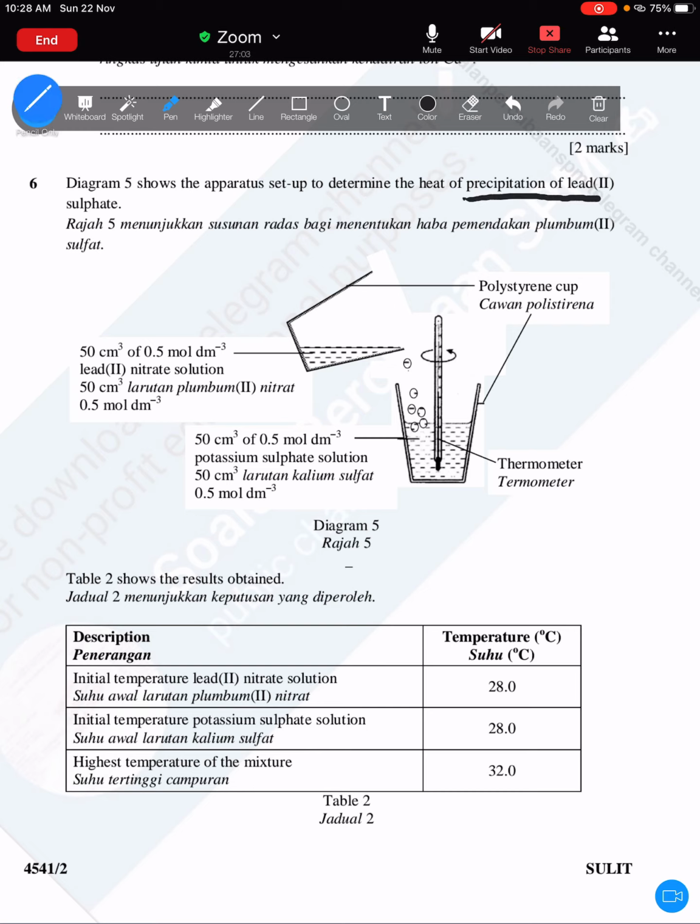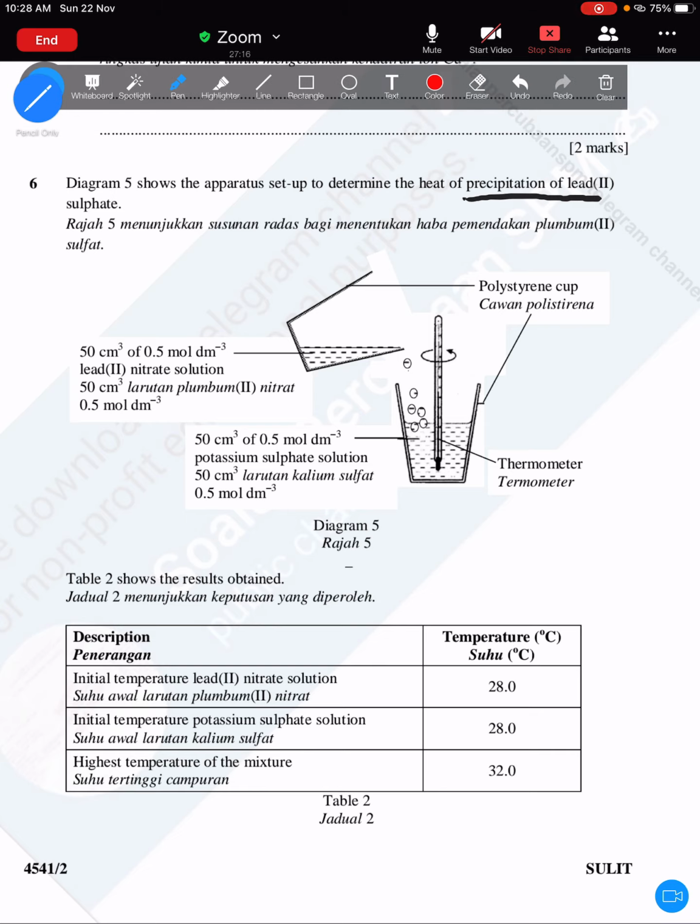Heat of precipitation, in other words, is a double decomposition reaction to produce an insoluble salt. So sometimes heat of precipitation is also called a double decomposition, to produce an insoluble salt. Okay, guys, whenever you get a chemistry question, don't be so excited to answer. Try to understand what the question needs, then start to answer.